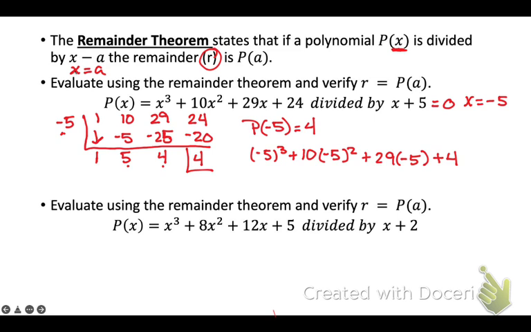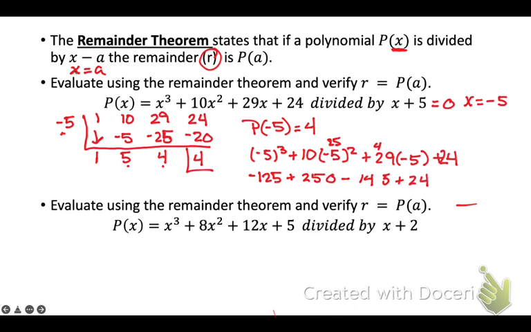Oh, you want us to write this? I don't care. So this 5 cubed is 125, right? So I have -125. 5 squared would be 25 times 10 is 250, and that would be a negative. 5 times 9 is 45, 145. And then plus 24.